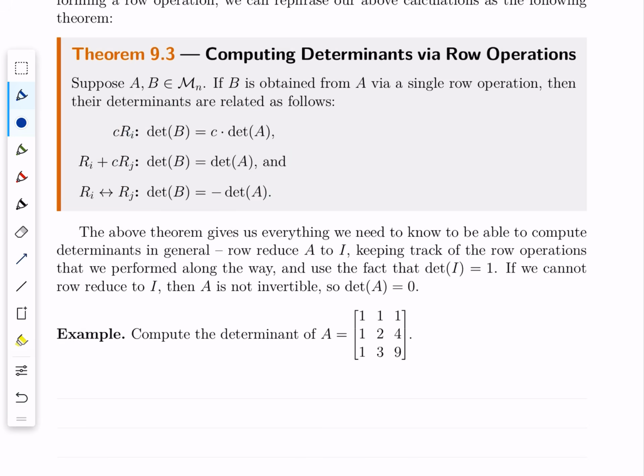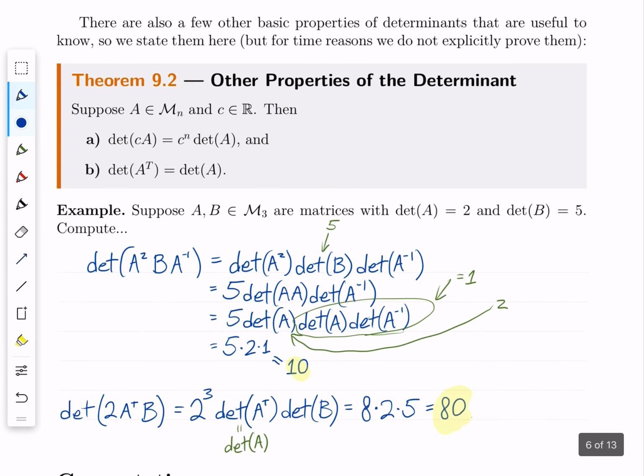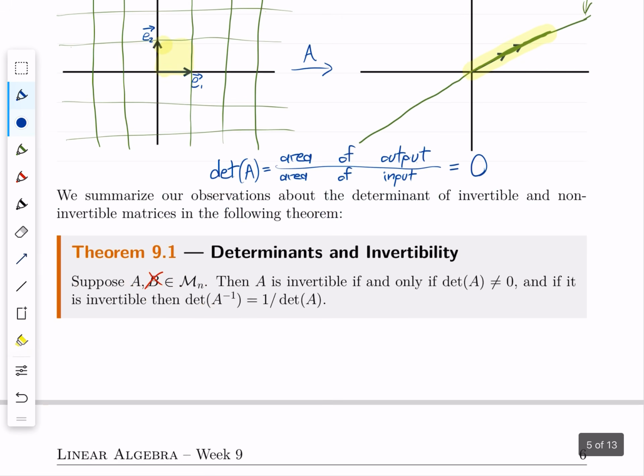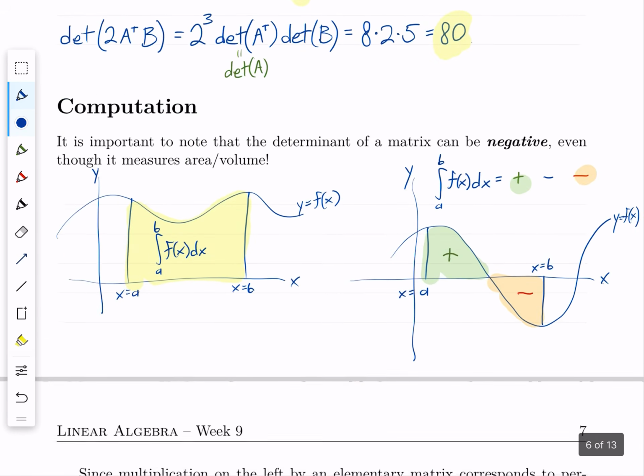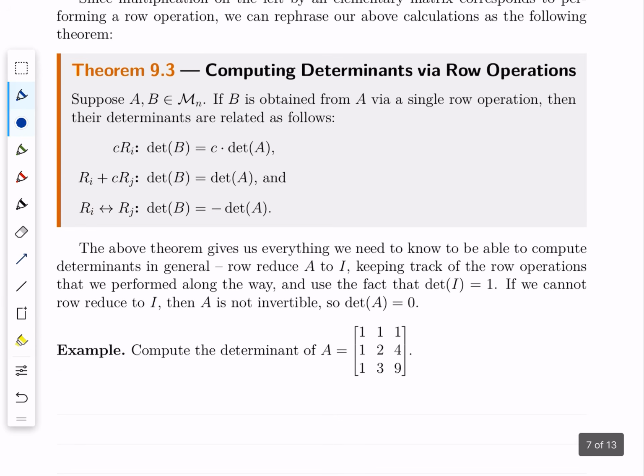On the other hand, if you row reduce and you're not able to get to the identity matrix, remember that means your matrix is not invertible. If the reduced row echelon form of your matrix is not the identity matrix, then your matrix is not invertible. And we have a theorem from earlier in this week that says if your matrix is not invertible, then the determinant is 0. So when you're row reducing, one of two things is going to happen. You're going to get the identity and you can trace back to find the determinant, or you're going to get not the identity and you know right away the determinant must be 0.